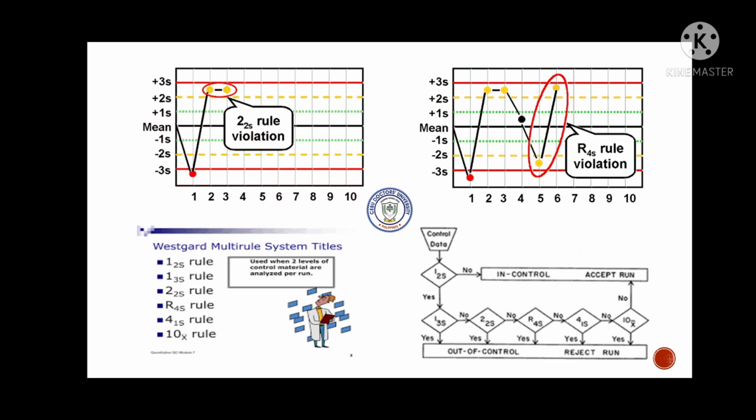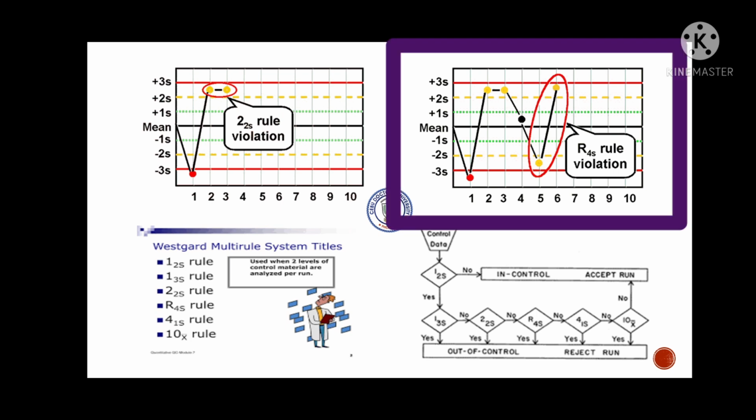Lastly is the R4S rule. This rule applies to controls within a run. So this means that it is on the same run, okay? If 2 controls exceed 4 SD, that is, if one control exceeds plus 2 SD and the other control, or another control if more than 2 controls are tested, exceeds minus 2 SD, the run should be rejected. In other words, class, there are 2 consecutive control values that exceed either plus or minus 2 SD.